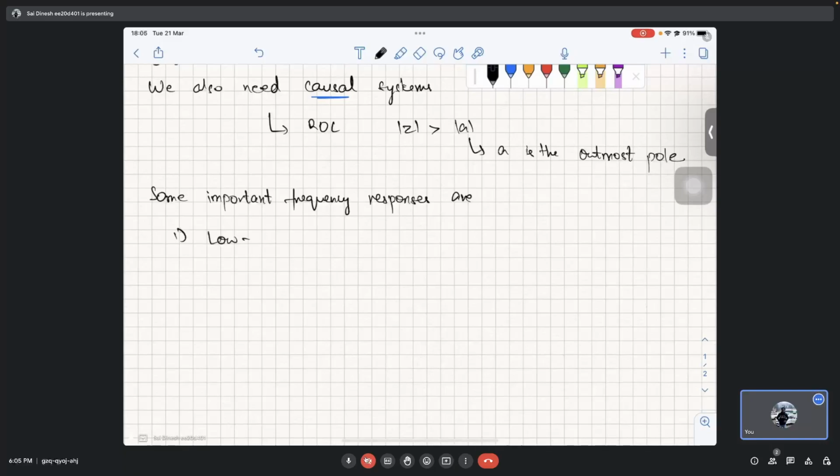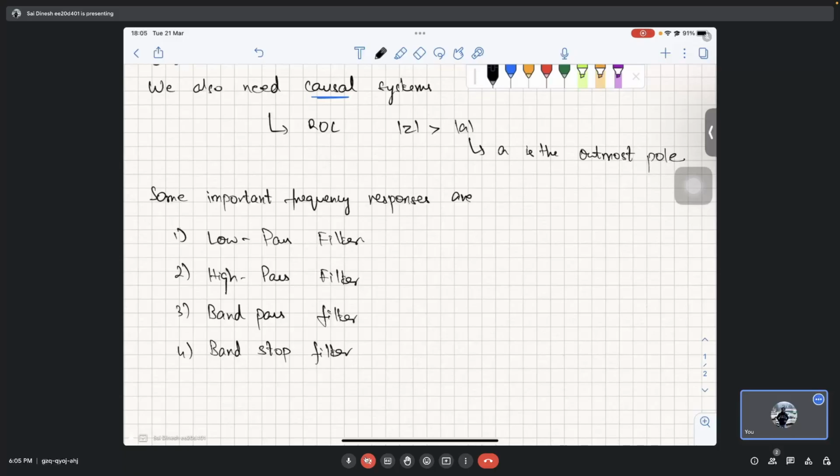one, low pass filter, and then two, high pass filter, band pass filter, and finally band stop filter. So these are the important frequency responses that we will be talking about.